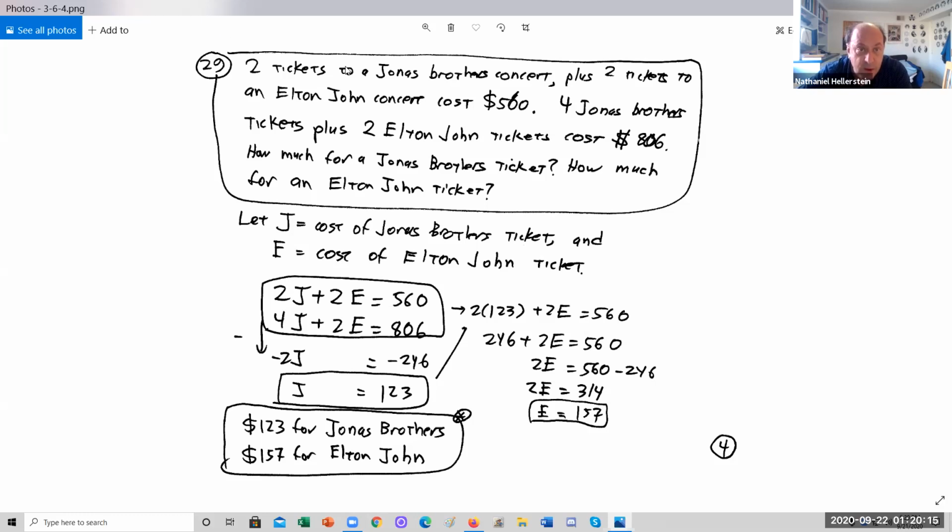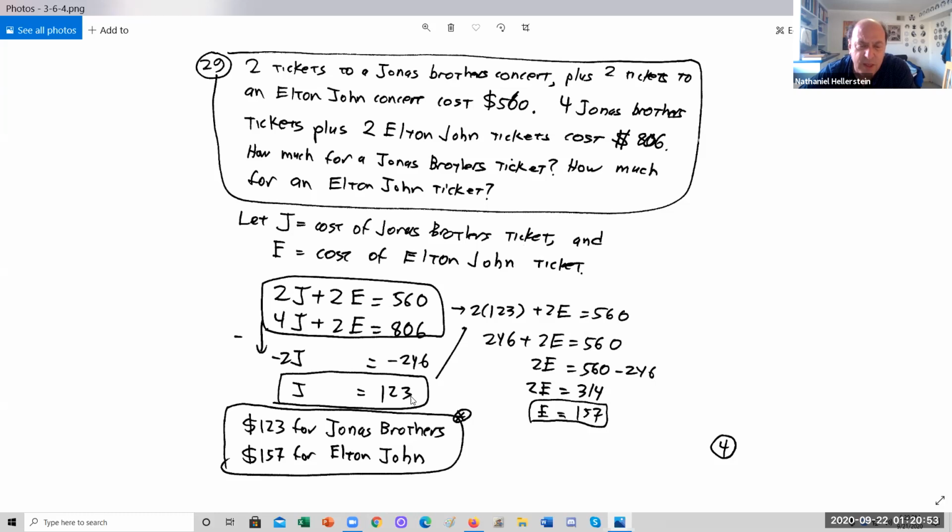So let's see. Two Jonas Brothers tickets plus two Elton John tickets cost $560: 2J plus 2E equals 560. Four Jonas, two Elton, $806: 4J plus 2E equals 806. A 2x2 system. Now the E's are already lined up, so if we just subtract, the E's will cancel. 2J minus 4J is negative 2J. 560 minus 806 is negative 246. Dividing both sides by negative 2, we get that J equals 123.